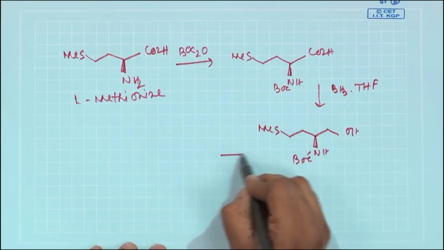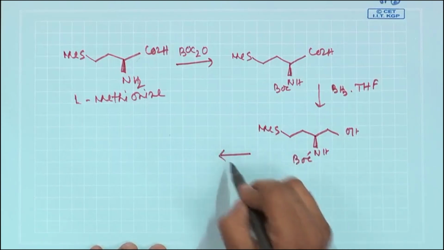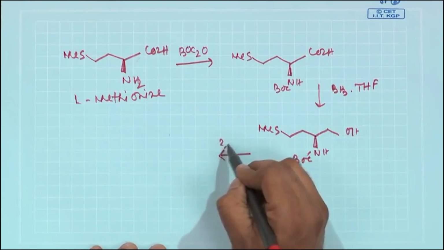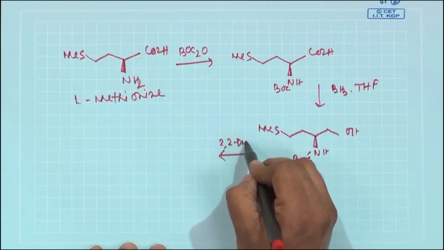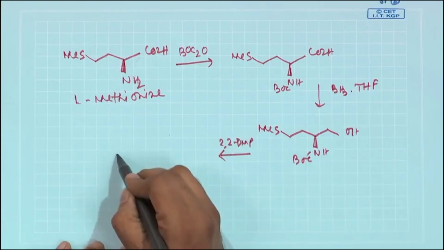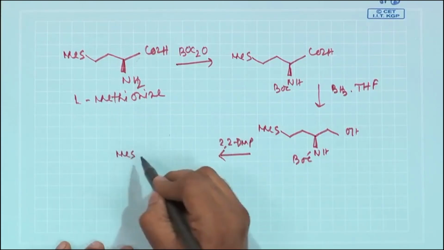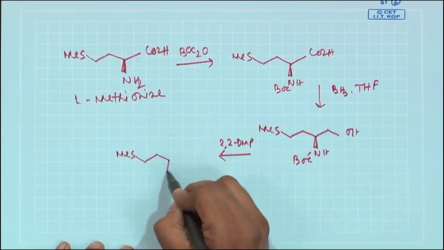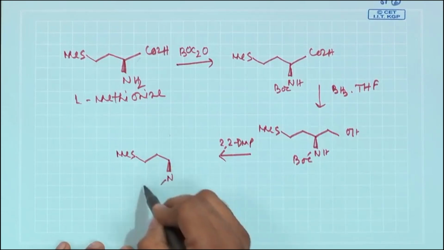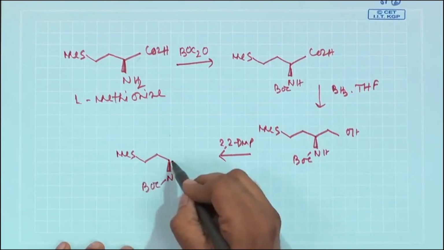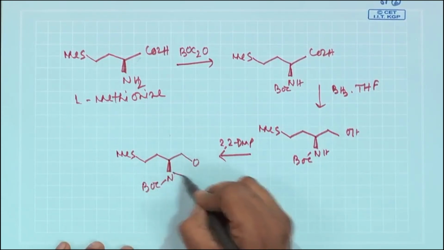Now, this primary alcohol will be protected as an acetonide with 2,2-DMP. So, 2,2-DMP, the same way as in Boc and these things.